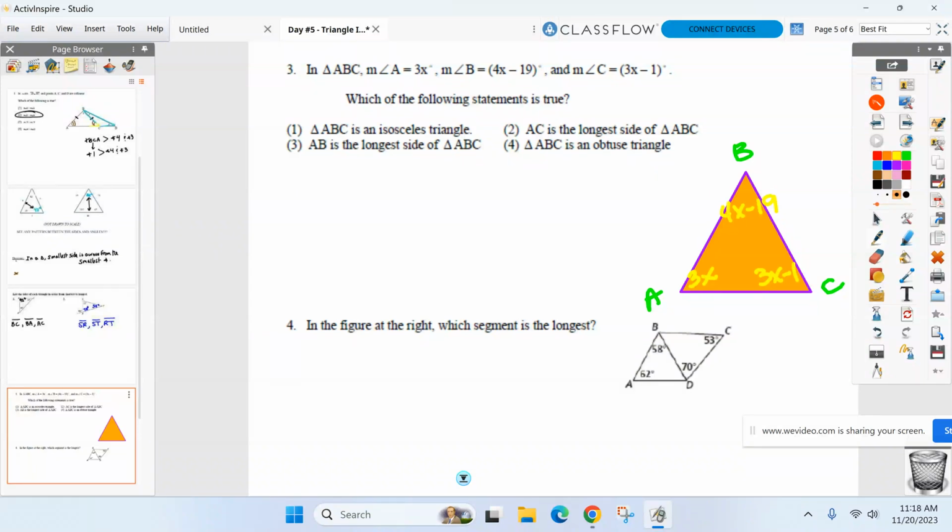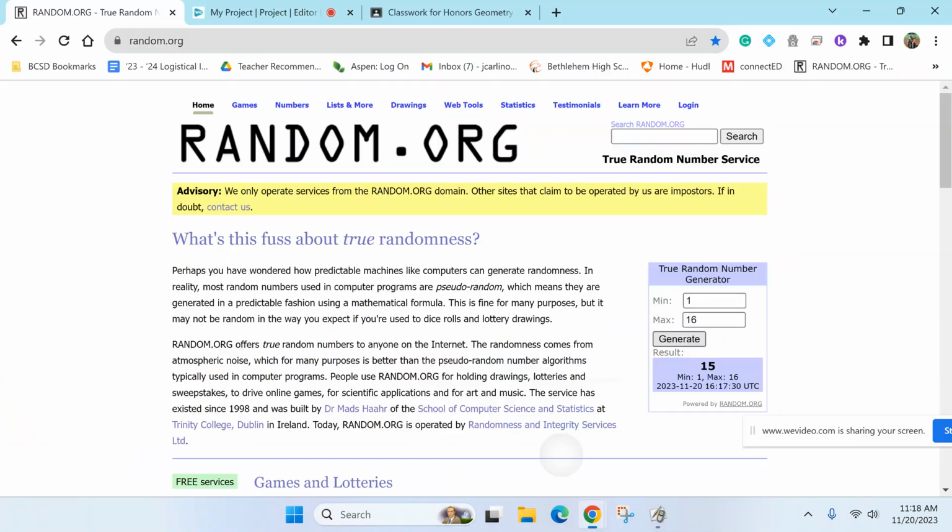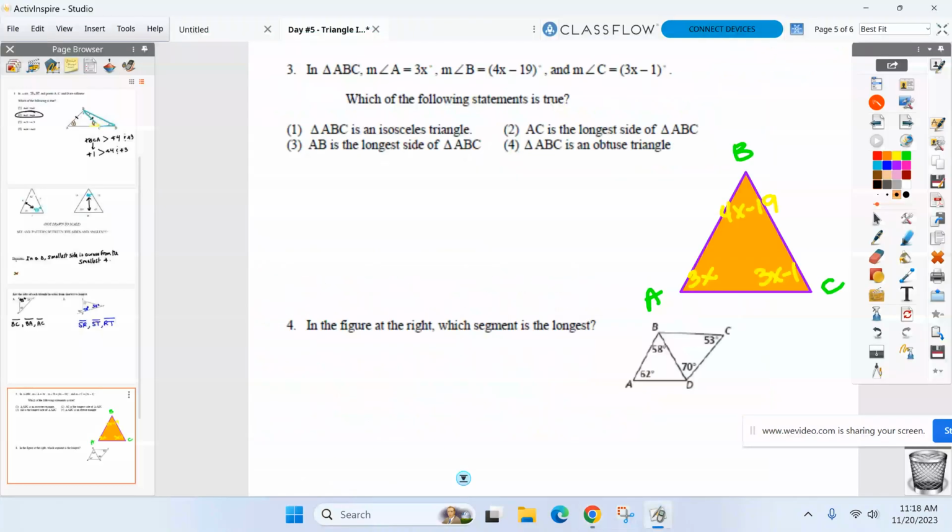Is this the longest side? Is this the longest side? Or is it obtuse? Well, I'm not going to know until I find the angles. And I don't know the angles until I find x. So can someone help me write an equation to find x? Olivia, how about an equation to find x? Good work, good work. Excellent. Equals 180. So go ahead, everyone, solve for x, plug it back in, and then I'll get somebody to do the angle measurements for me.